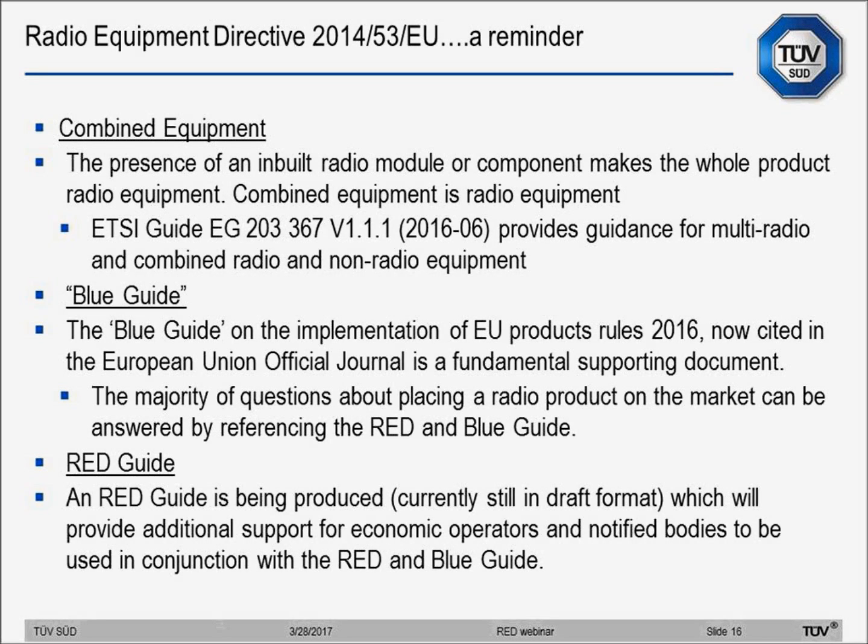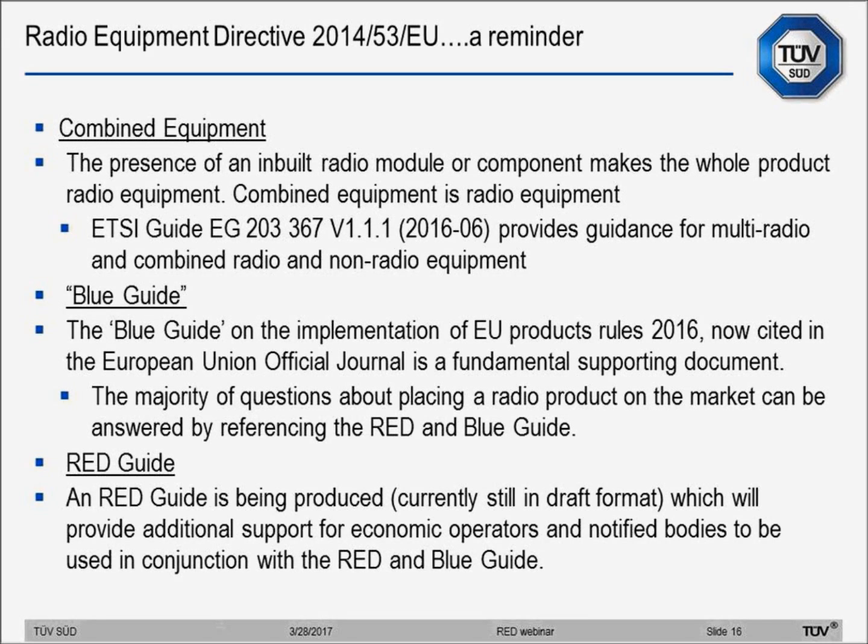This is on combined equipment. The presence of an inbuilt radio or component in a piece of non-radio equipment makes the whole product radio equipment. Combined equipment is radio equipment for the RED. There is an ETSI guide, EG 203 367, providing guidance for multi-radio and combined radio and non-radio equipment.